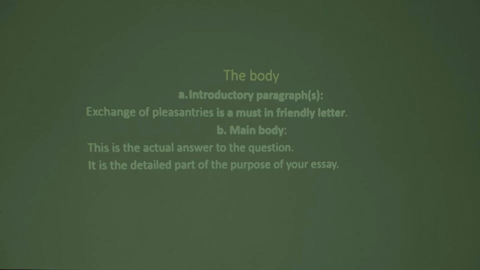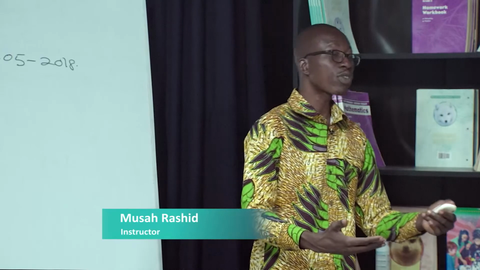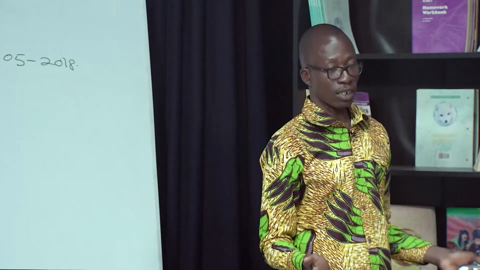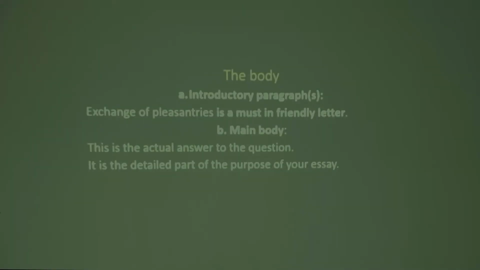Do you get me? Good. The introductory paragraph is just one. The concluding, one paragraph. But for the body paragraph, it should be able to explain everything about your purpose. The body paragraph should explain it completely so that when your reader finishes reading it, the reader is satisfied and has no questions to ask. Any question? Do you understand me? Okay.